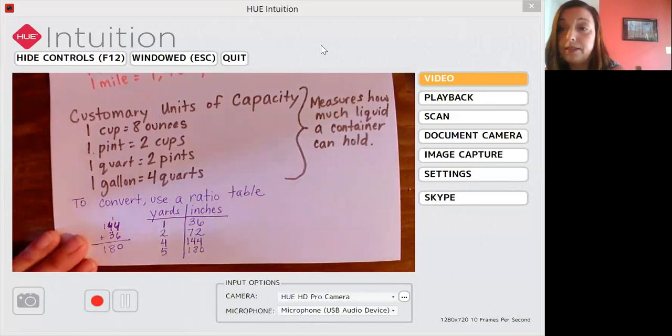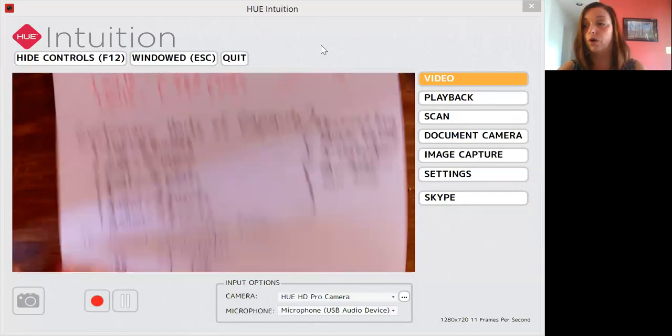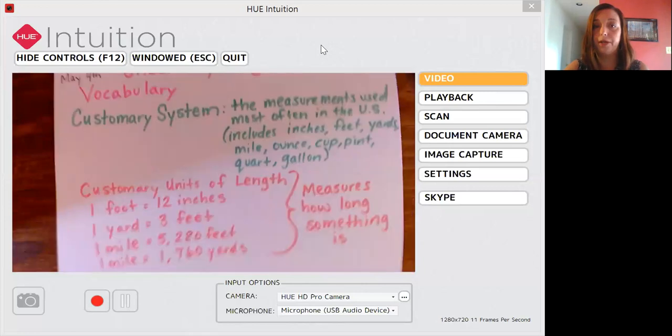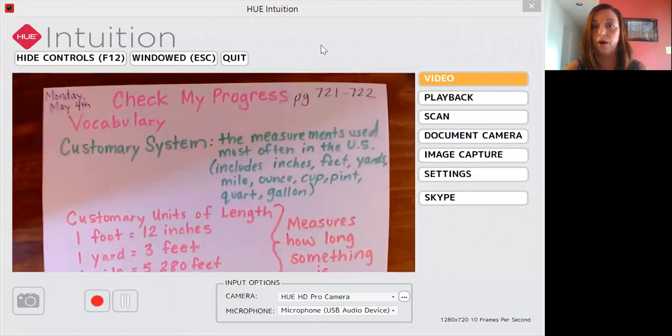I hope this helps you complete your review page. Now what you're going to do is Check My Progress, pages 721 and 722. Remember, you can also go back and look at your work from the other pages that we already have done, and those pages might help you. You can also go back and watch the videos that I did on the first 4 lessons.